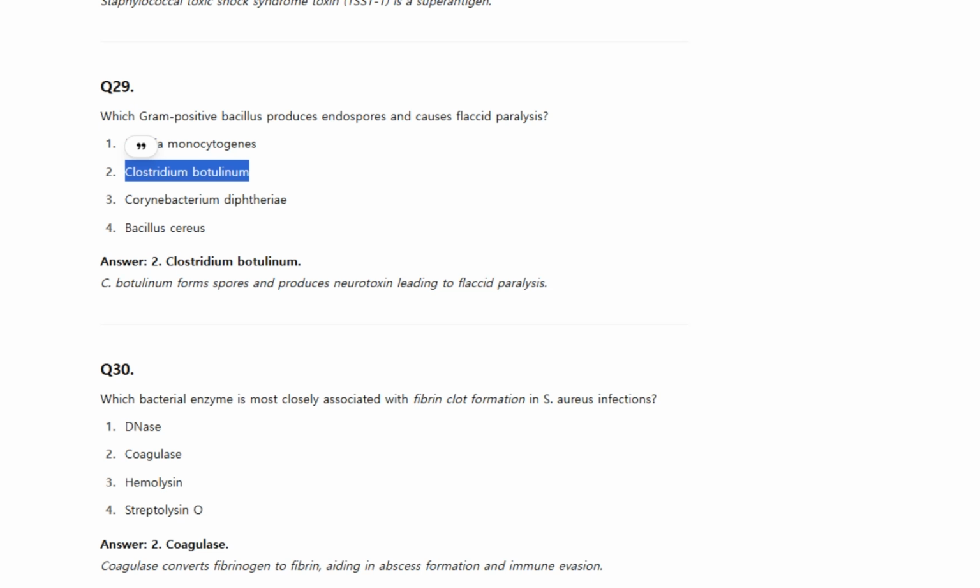Q30. Which bacterial enzyme is most closely associated with fibrin clot formation in S. aureus infections? 1. DNase. 2. Coagulase. 3. Hemolysin. 4. Streptolysin. Answer: coagulase. Coagulase converts fibrinogen to fibrin, aiding in abscess formation and immune evasion.